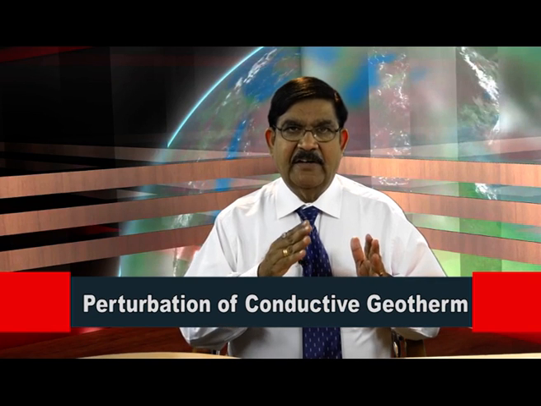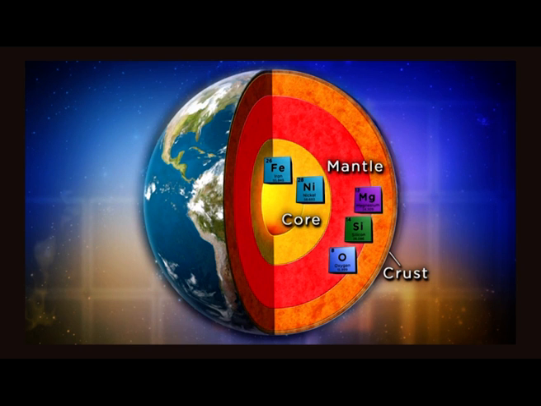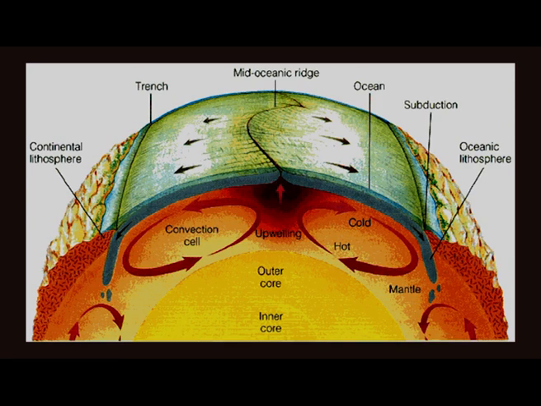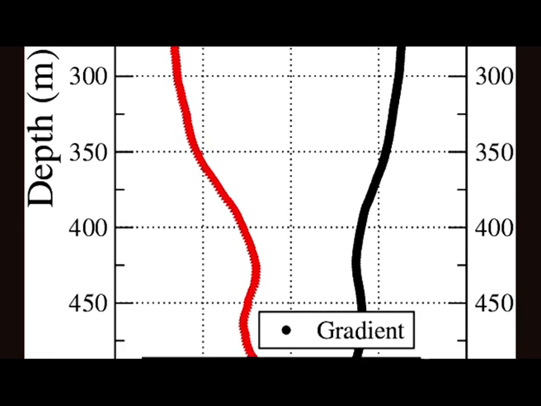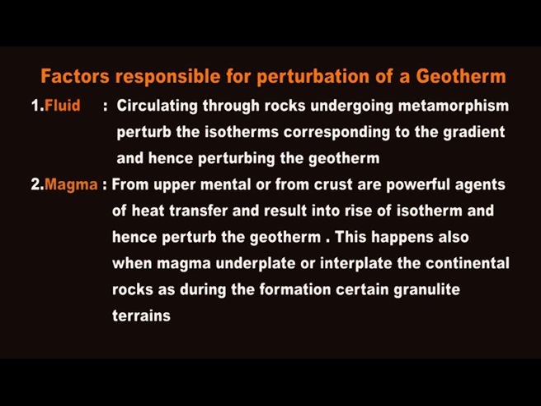Perturbation of the conductive geotherm. The rocks of the crust and mantle are very poor heat conductors. Consequently, heat diffusion is very sluggish. However, local heat addition perturbs the conductive geothermal gradient. See the figure on the screen. The factors responsible for perturbation of a geotherm are: first, fluid circulating through rocks undergoing metamorphism perturbs the geotherm.